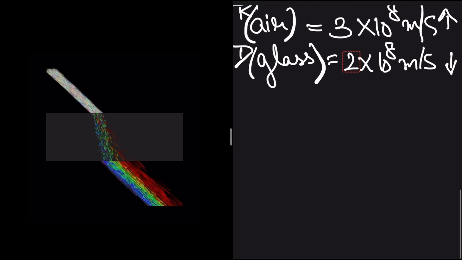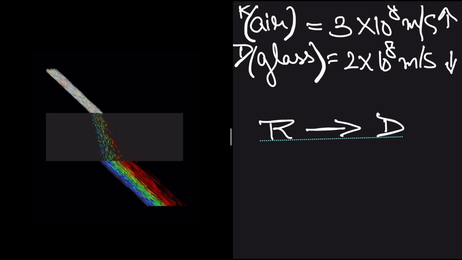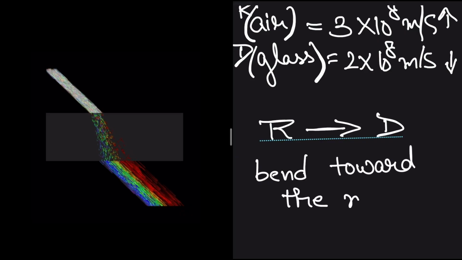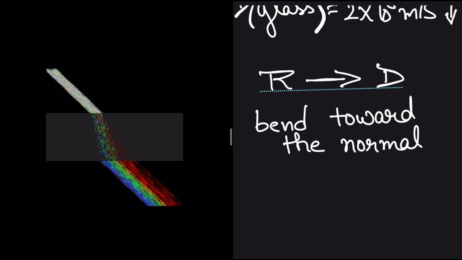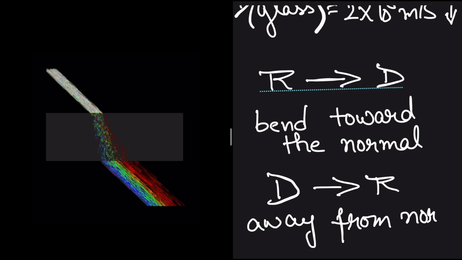Now students, when the ray of light goes from rarer to denser medium, it will always bend. Bending is there, but how will it bend? It will always bend towards the normal. Clear students? And when the ray of light travels from denser to rarer medium, it will always bend away from the normal. Clear? Now I'll tell you how.